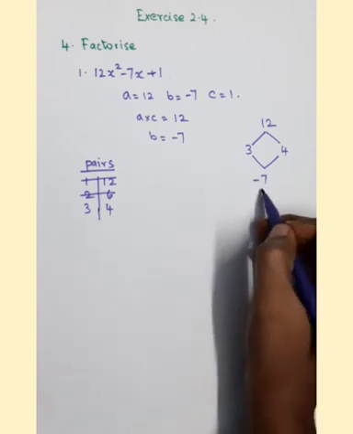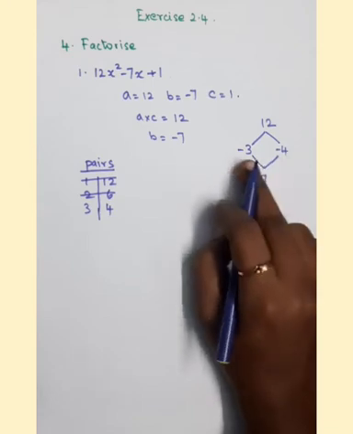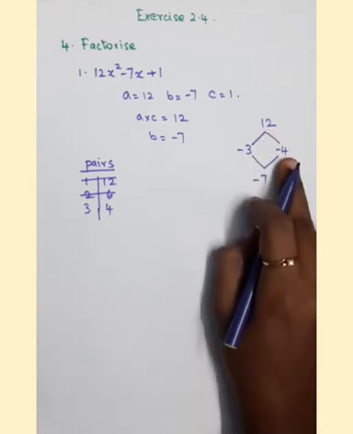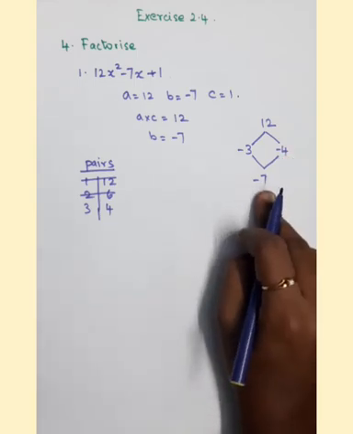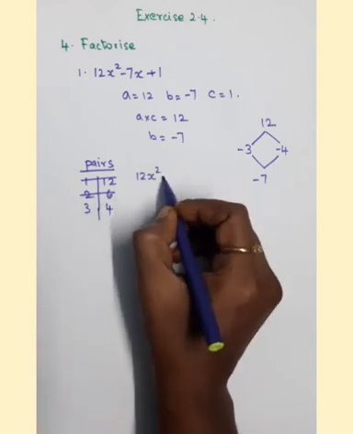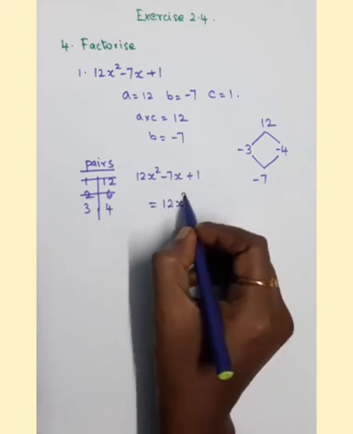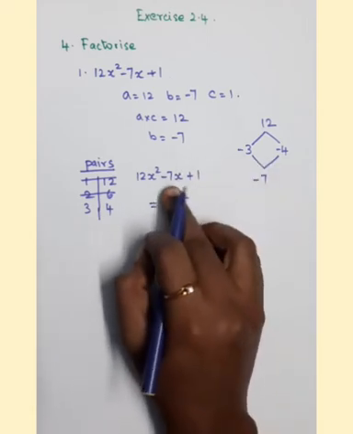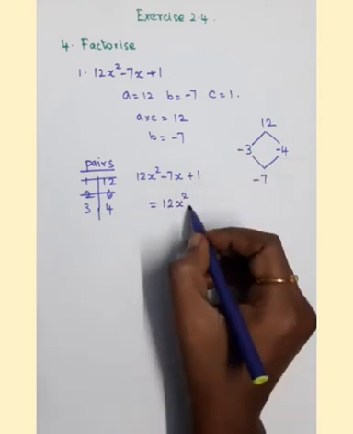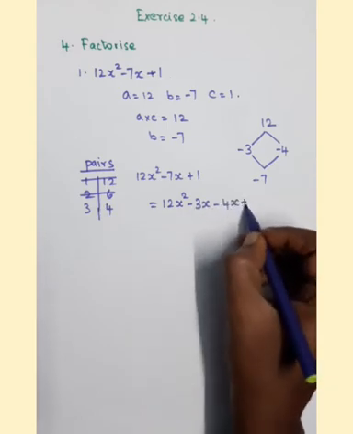So to get minus 7 here, we can put minus and minus here. Now multiply this. Minus 3 into minus 4 will give you plus 12 and minus 3 plus minus 4 will give you minus 7. Now 12x squared minus 7x plus 1 can be written as 12x squared. Now the middle term is split. Minus 7x is split as minus 3x and minus 4x. We will write that here. Minus 3x minus 4x plus 1.